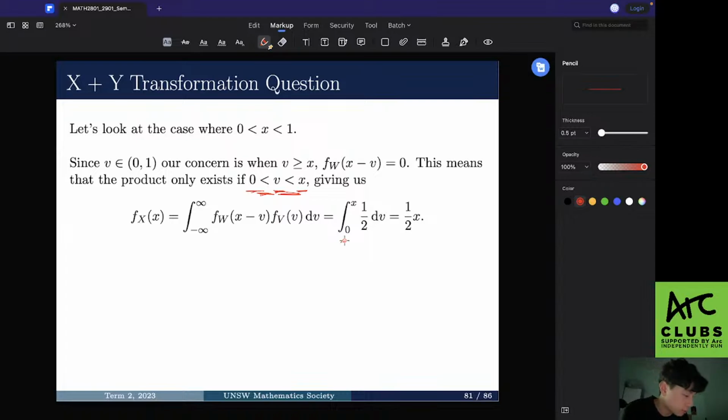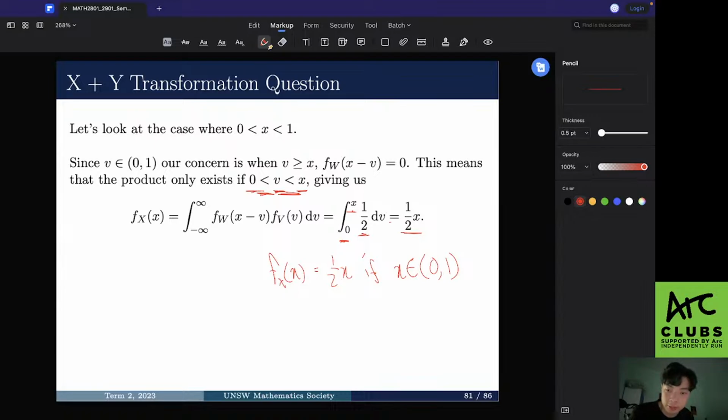So this gives us our new bounds, 0 to x, and we know that during this bound, the product does exist. So the product is a half, and we know that when we take this integral, we get a half times x. And this is f of x, which is a half times x if x is in the range 0 to 1.